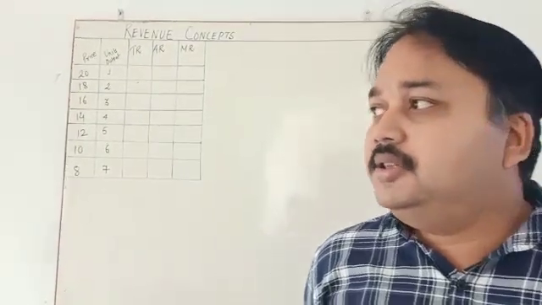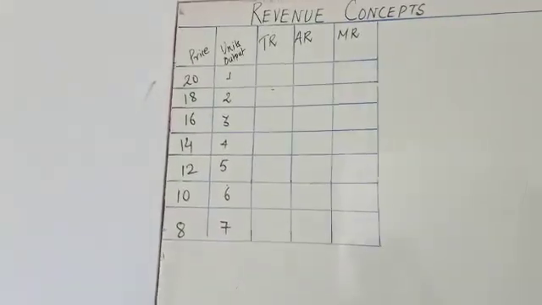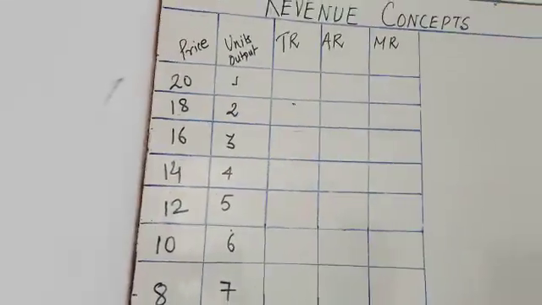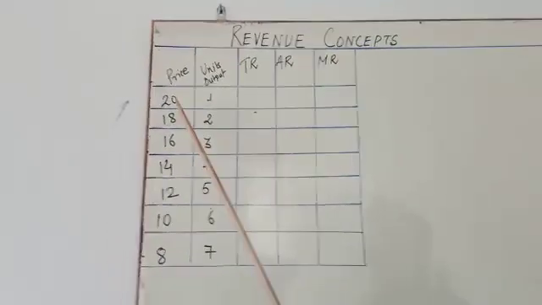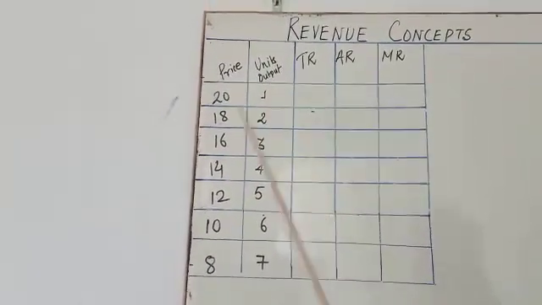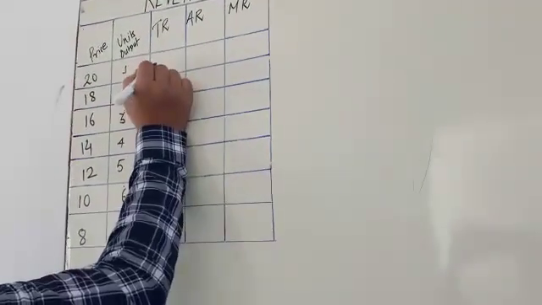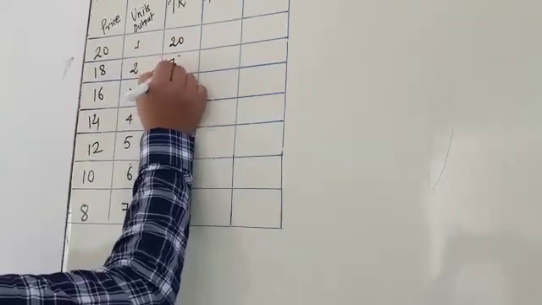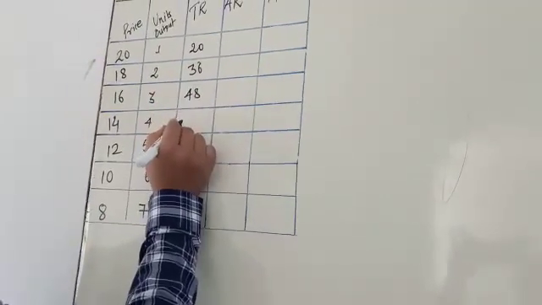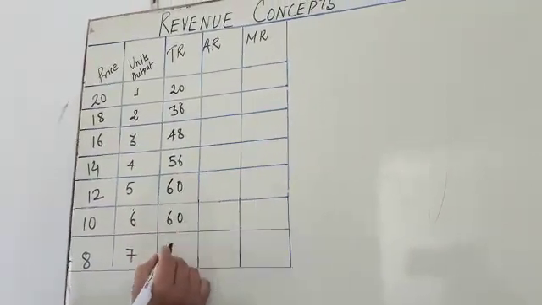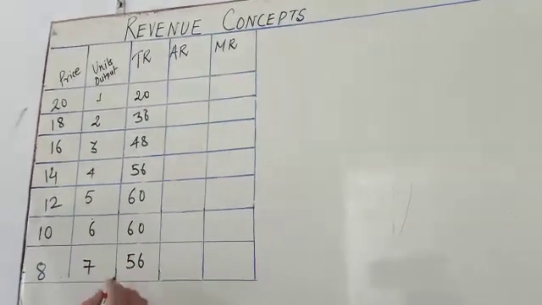Let's see with the help of an example. The different prices are already given for different units. At 20 rupees you have to calculate TR. TR is equal to 20 multiplied by 1. Just multiply, my dear student. 20, 36, 48, 56, 60, 60, 56.